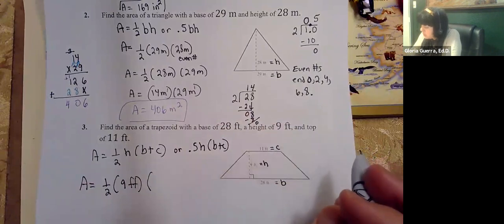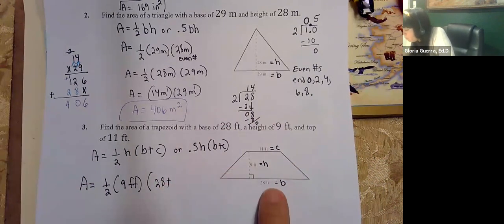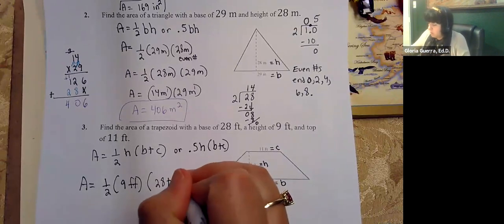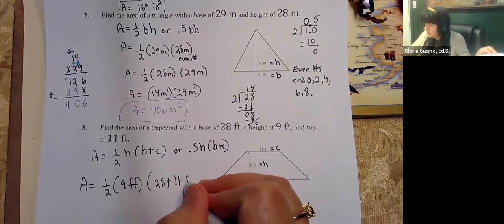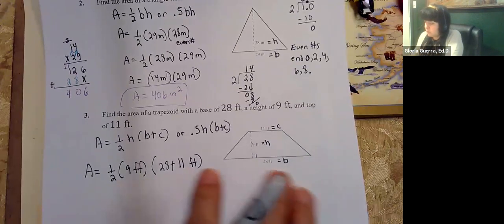And then B plus C is going to be 28 plus 11. And all these are in feet. If they're not the same units, you would have to do some conversions. They will usually take the larger unit and convert it so that it's in terms of the smaller unit. You want to make sure you have the same units, so you cannot work with different units. These all have the same units, they're all in feet.